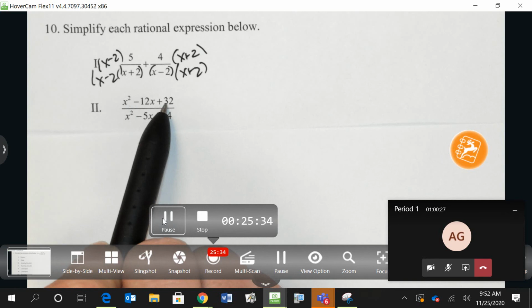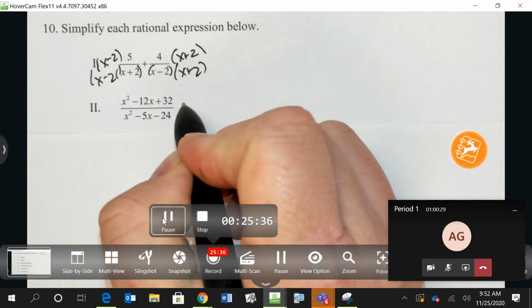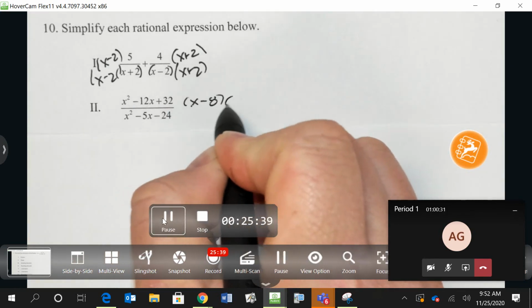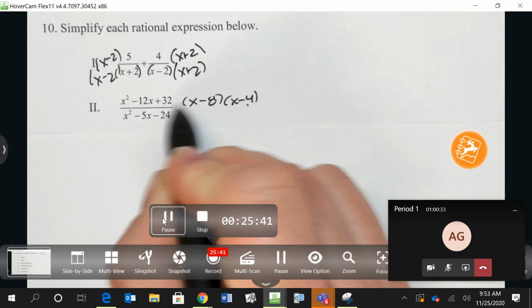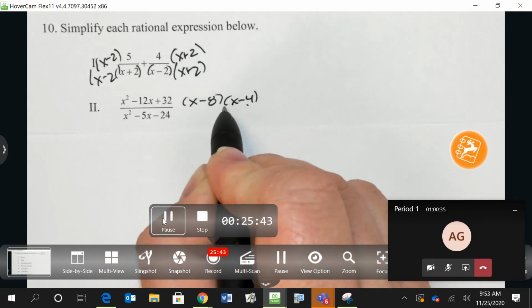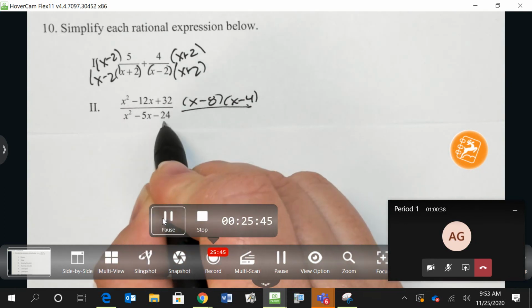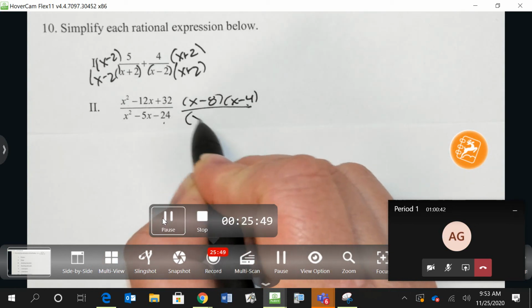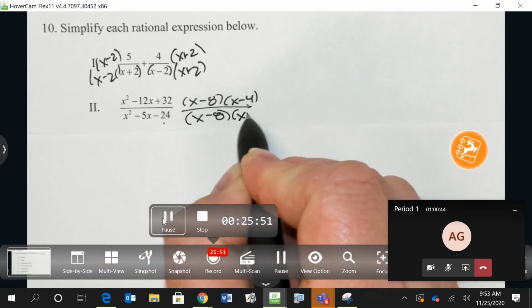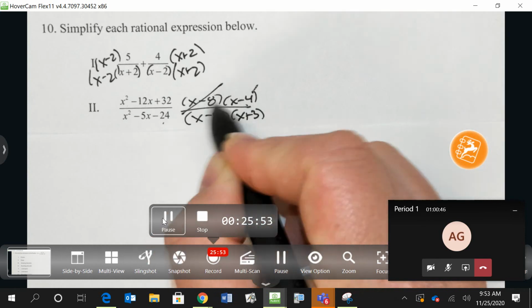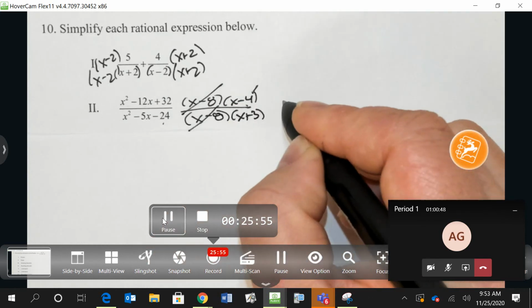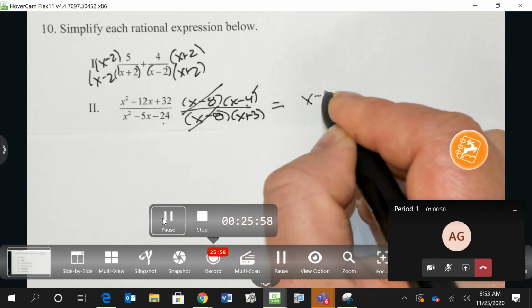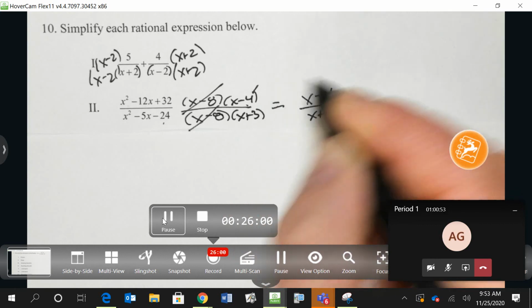Okay, what multiplies to equal 32 and combines to give it negative 12? That'd be negative 8 and negative 4. Multiplies, combines, lead coefficient is 1, so I don't have to do bottoms up. What multiplies to equal negative 24 and combines to equal negative 5? Negative 8 and positive 3. So when I simplify this, the 8s are going to divide to simplify to 1. I'll be left with x minus 4 over x plus 3.